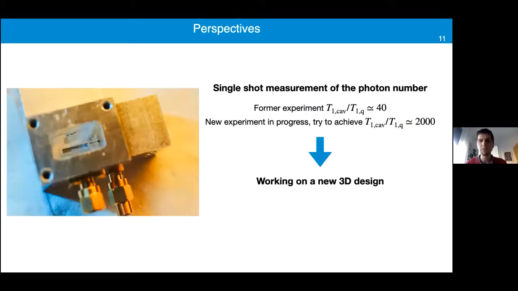The perspective for the future is to perform a single-shot measurement of the photon number. But for that, we need to improve the T1 of the storage mode, and so we are working on a new 3D design. And you can see here pictures of the 3D cavity we are currently using.